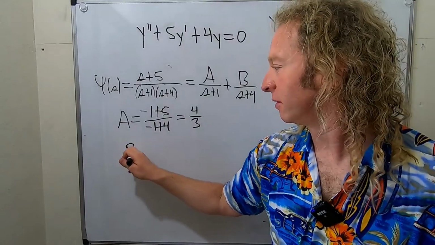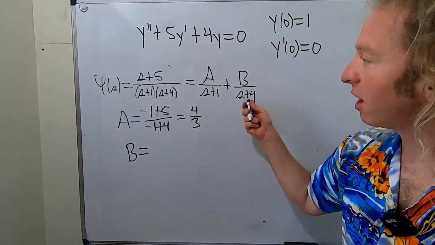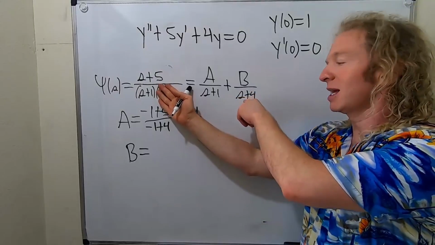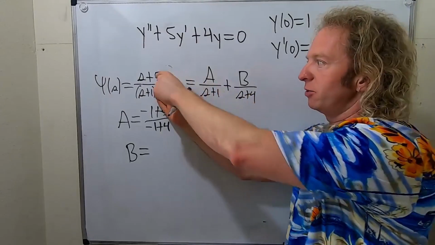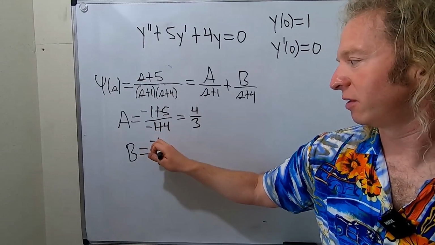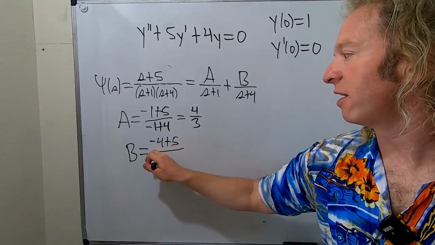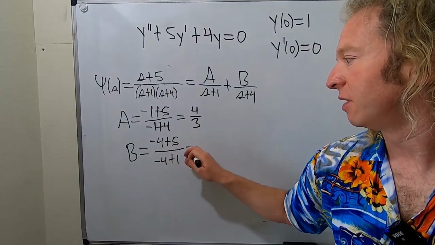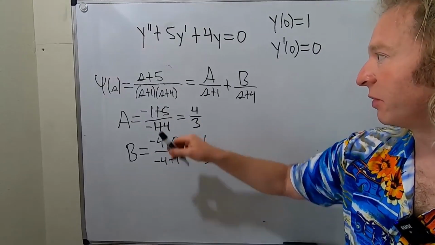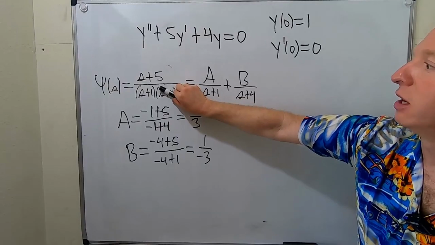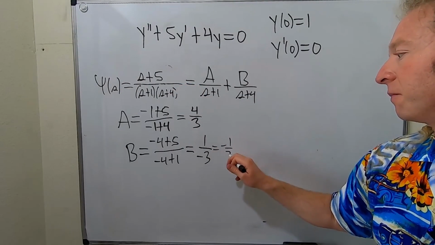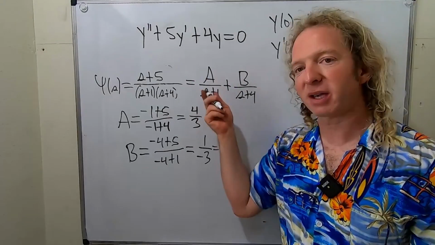Let's find B. To find B, you cover up what's under B. So you go over here and cover it up, and you say, okay, what makes that 0? So -4. So it'll be -4 plus 5, over -4 plus 1. That's going to be 1 over -3. Let me check that. We covered this up and we plugged in -4. Yep, it looks really good. So this is -1/3.